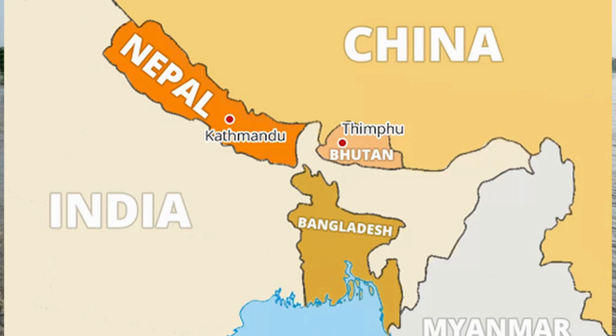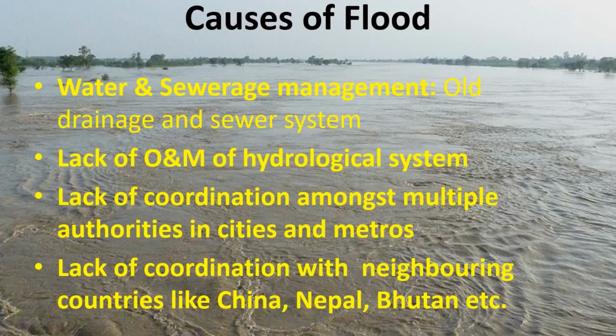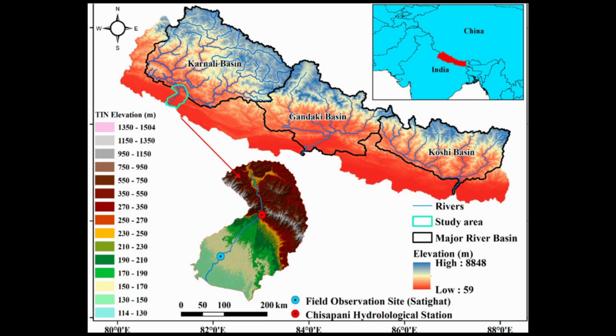Apart from this, coordination with the neighboring countries like China, Nepal, Bhutan, etc. is also important to avoid any loss of life and property in the country. The cross-border early warning systems between India and Nepal is relevant for flood resilience. This activity has implemented a community-based flood early warning system in the Terai belt on the Karnali River system located on the Indo-Nepal border.